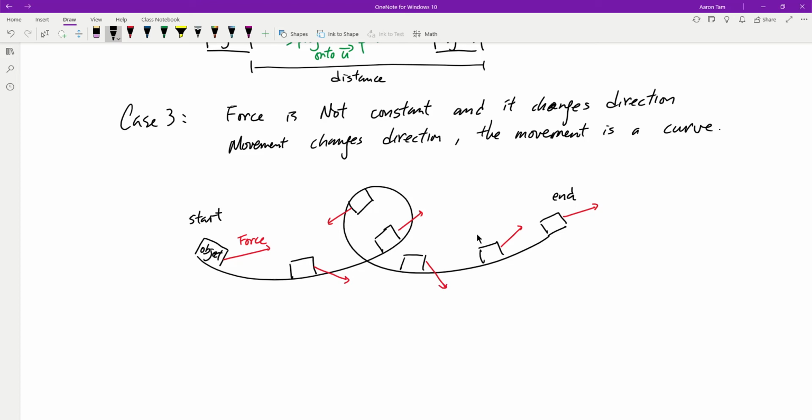This, of course, is the most realistic scenario, where it gives us the most flexibility. The force can change or can stay the same. It doesn't matter. The object can move in a straight line or not in a straight line. It's perfectly okay. We just want to figure out how to calculate the work being done.